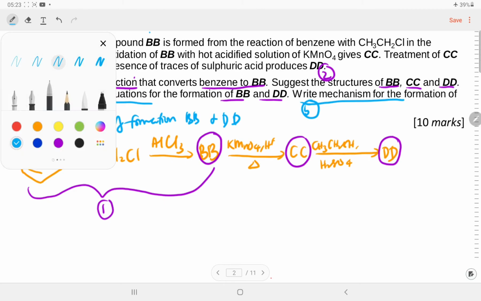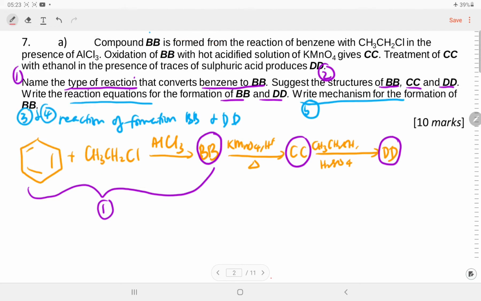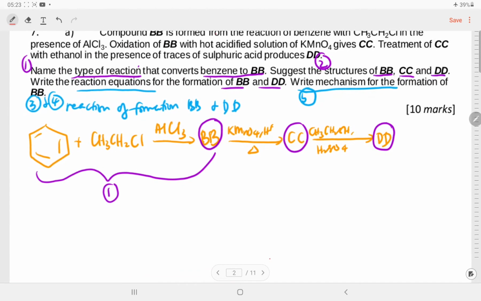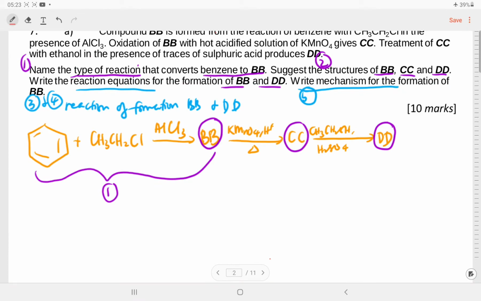How to get a good strategy for answering this question is by looking at the mapping that you have made. You can see the task: name the type of reaction. So benzene, and now you have BB. Try to guess what BB is. When you have benzene and chloroethane, it means that BB is an alkyl benzene. That is the structure for your alkyl benzene.